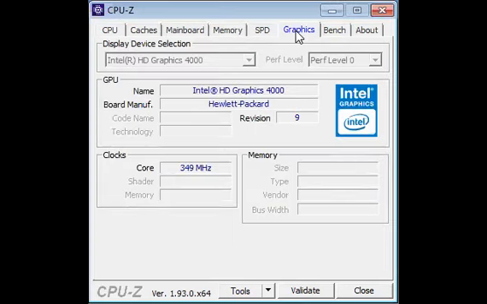Graphics. This tab contains information regarding the graphics or video card installed in the system. The name refers to the retail name of the graphics card. It is Intel HD Graphics 4000 installed in my system. The board manufacturer of this graphics is HP. In the clock tab, it tells the core of the graphics card, and it is 349 megahertz. And the revision of this GPU is 9. That's all from my side.